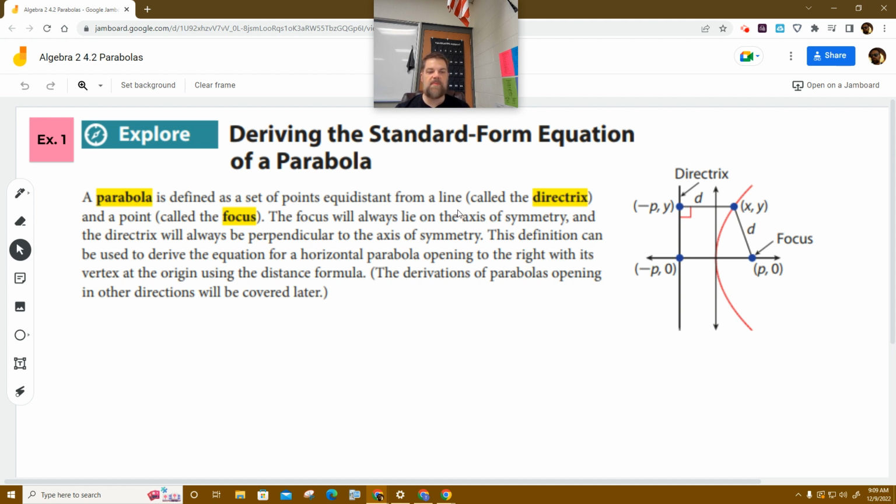So a parabola is defined by a set of points equidistant from a line called the directrix. I'm sorry, I mispronounced that. And the point called the focus. The focus will always lie on the axis of symmetry, and the directrix will always be perpendicular to the axis of symmetry. This definition can be used to derive the equation from the horizontal parabola opening to the right with its vertex at the origin using the distance formula. The derivations of parabolas opening in other directions will be covered later.